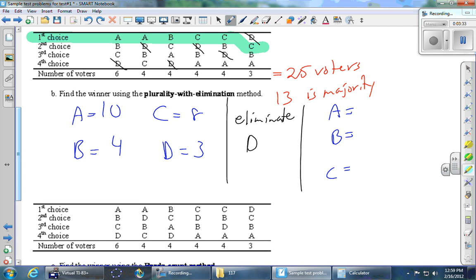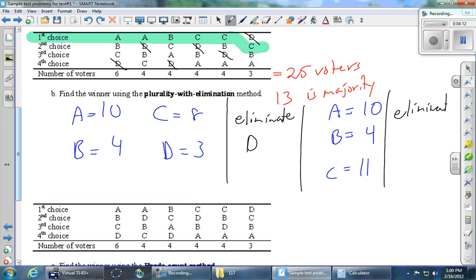So you can count all the first place votes highlighted in turquoise now, or you could save a little bit of time and say, well, these 3 first place votes used to go to D, but D is eliminated, so now they're going to C. So the only difference here is that C is about to get the 3 votes that D lost. So A is the same at 10, B is the same at 4, and C is now 3 more than it was. 8 and 3 is 11. We ask the question again, do we have a majority? 13 is a majority. Nobody has a majority, so we eliminate again.